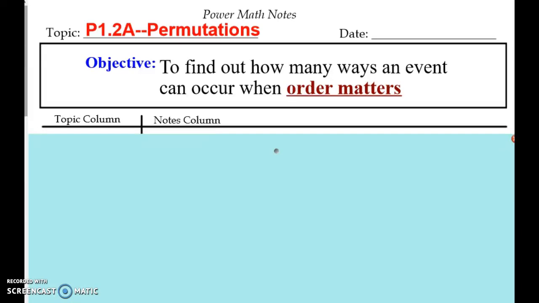This period we're going to work on permutations. It's a new way of calculating how many different ways you can do something. And the important thing to know about this lesson is that this is when order matters. So get your objective in, pause, get your objective down, and then we'll go through some examples here.